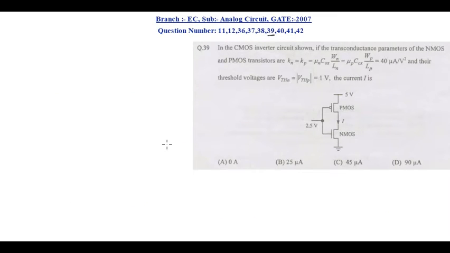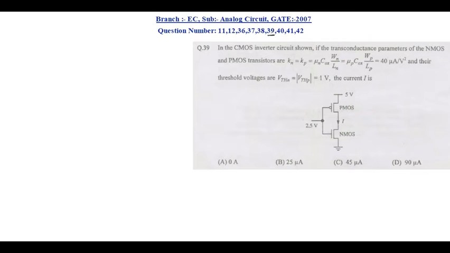Next question is question number 39. Here a CMOS inverter is given and it is also given that Kn is equal to Kp and the threshold voltages of both NMOS and PMOS are of equal magnitude, that is 1 volt. We have to find out the current I.